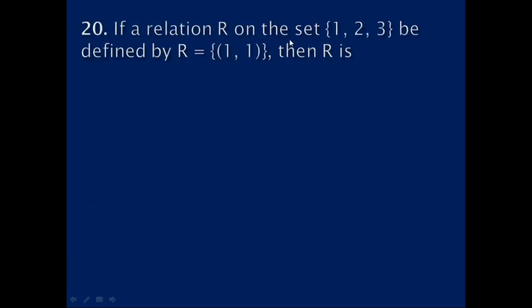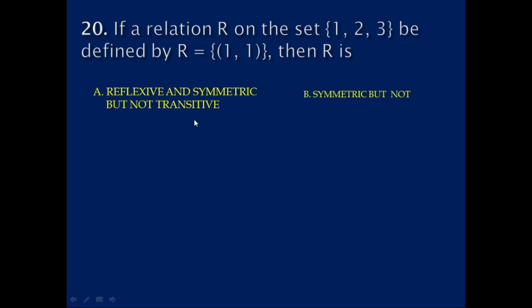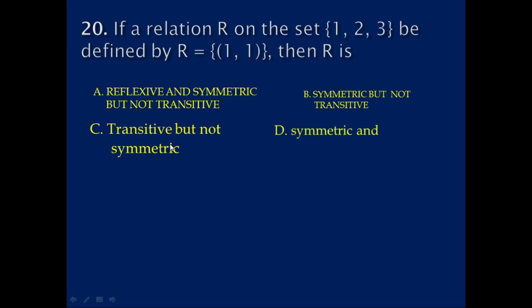If a relation R on the set containing 1, 2, 3 is defined by the relation R, it containing a singleton set, this one is the ordered pair (1, 1). Then R is, the first option A, reflexive and symmetric but not transitive. Option B, symmetric but not transitive. Option C, transitive but not symmetric. And option D, symmetric and transitive.